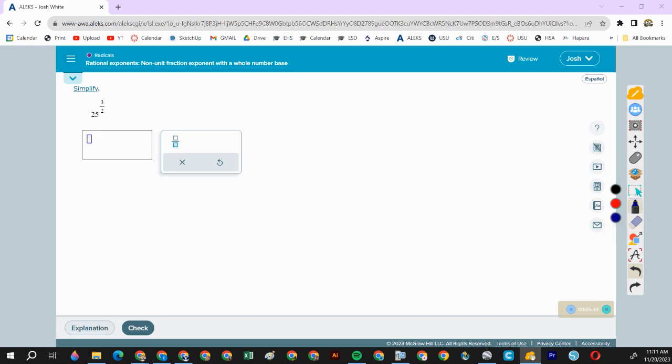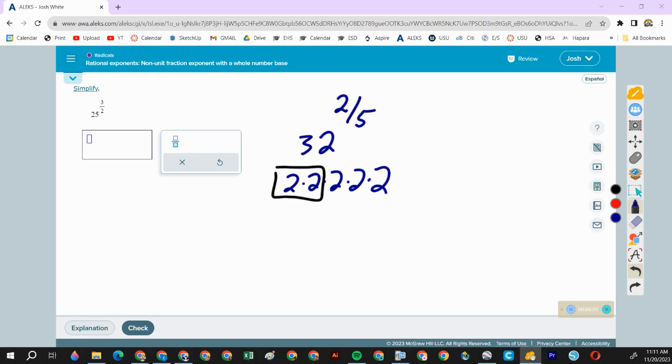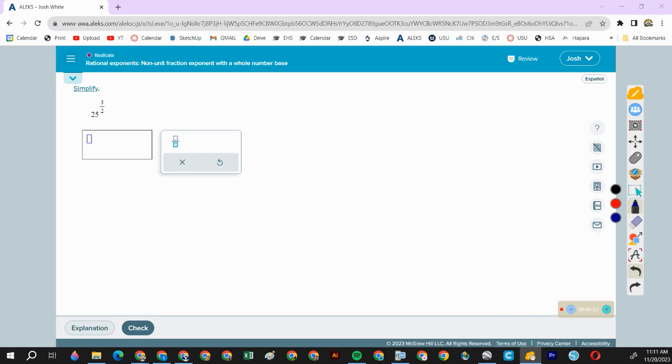Okay. So what about 32 to the 2/5? Can 32 be split into 5 equal multiplications? 2 times 2 times 2 times 2 times 2. How many of those are in my answer? 2 of them. So 32 to the 2/5 is 4. I'm using 2/5 of the equal multiplications. Okay. What if we had 49 to the 5/2?